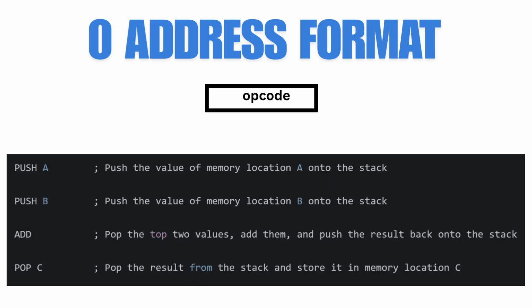Push A and push B are examples of one-address instructions. The instruction push A refers to the value at the address of A and pushes it onto the stack, while push B pushes the value at the address of B. Add is an example of a zero-address instruction in a stack-based architecture. This is because it does not require explicit operands. Add implicitly pops two operands from the top of the stack, adds them, and pushes the result back onto the stack. No operand addresses are needed in the instruction itself.